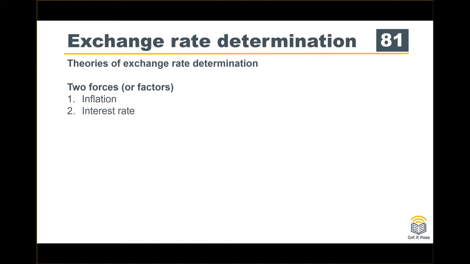Theories of exchange rate determination: two forces. We have to remember what drives the exchange rate movement in the long run. I'm not saying overnight. Maybe overnight, for example, Brexit will cause the British pound to drop by 10% just overnight. But we are talking about the long term. In the long term, two major forces drive the exchange rate movement between two currencies, for example US dollars and British pounds. It's the inflation rate, and also the interest rate. These are the two factors that drive the movement of exchange rate.